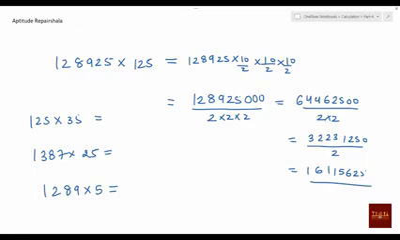I think you learned a good awesome trick to do this multiplication with 5. We'll see you soon in the next lecture.